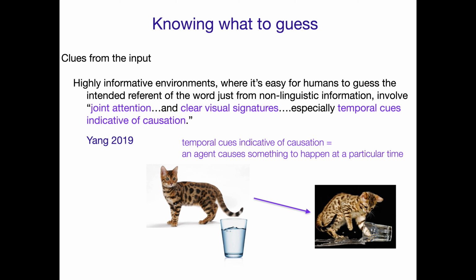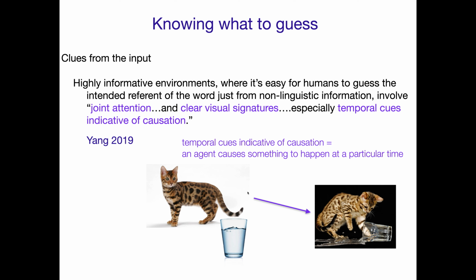Well, imagine that we're watching this scene right here. There's a kitty and there's a glass of water. You turn away from him and then whoop, there's a kitty and a knocked over glass of water, right? So this is the time that's passing, and you sort of say, oh, an agent causes something to happen at a particular time. That's a temporal cue of causation. This kitty caused that water to fall down.